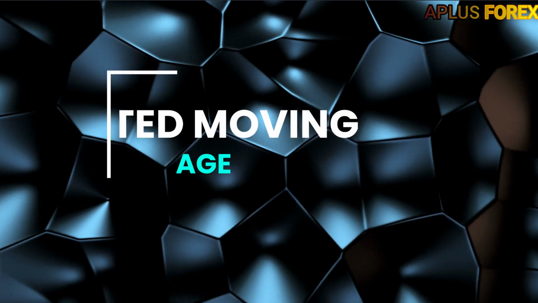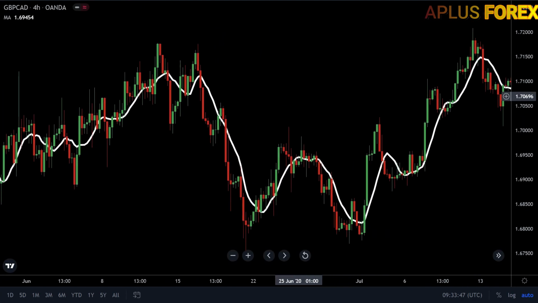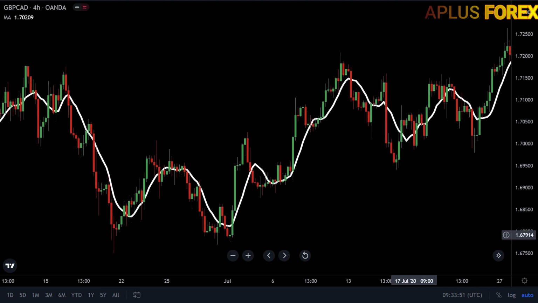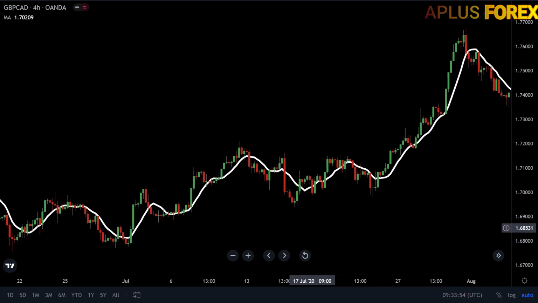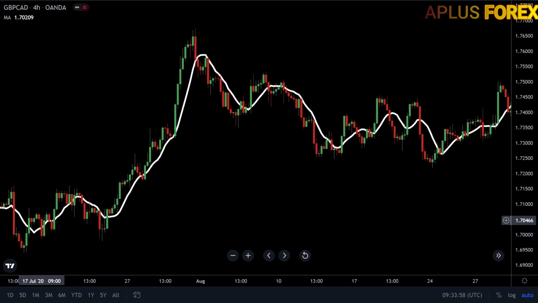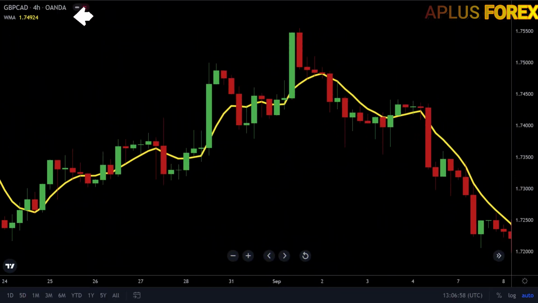The third type of moving average you can check is the weighted moving average, which is used by traders to generate trade direction and decide whether to buy or sell. It gives more weight to recent data points and less weight to previous data points. It is calculated by multiplying each data point by a weighing factor. Traders generate trade signals using the weighted average.